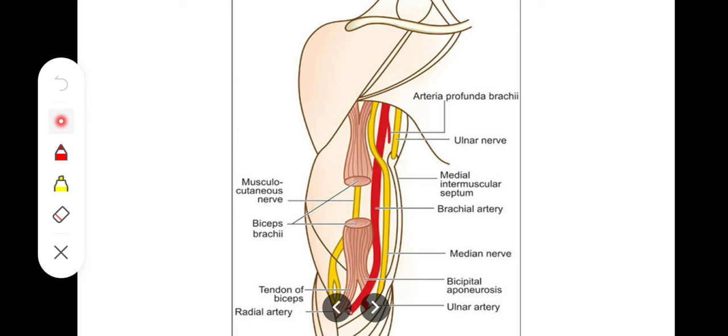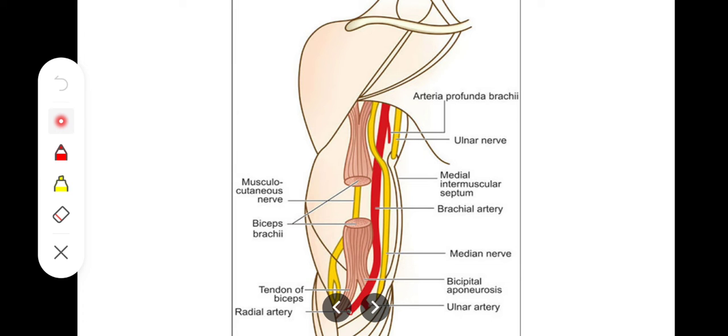Then medially in the upper part it is related to the ulnar nerve and the basilic vein. These are two superficial veins of the arm region, that is the basilic vein and the cephalic vein. Cephalic vein is always on the lateral aspect, while basilic vein is on the medial aspect. So medially we'll be finding the ulnar nerve as well as the basilic vein on the medial relations of the brachial artery.